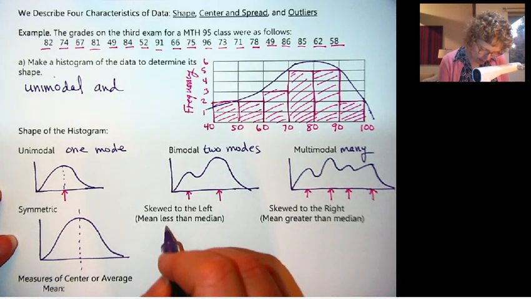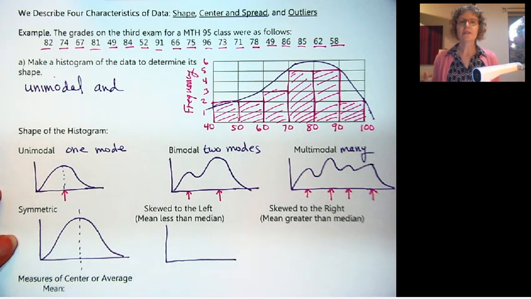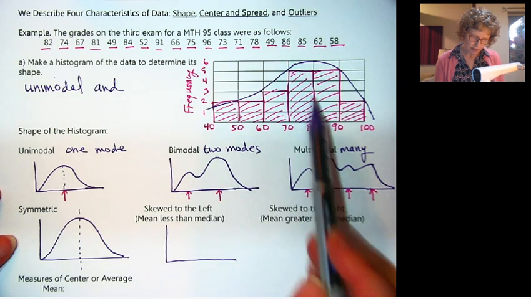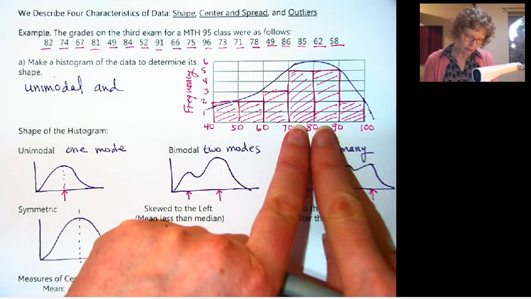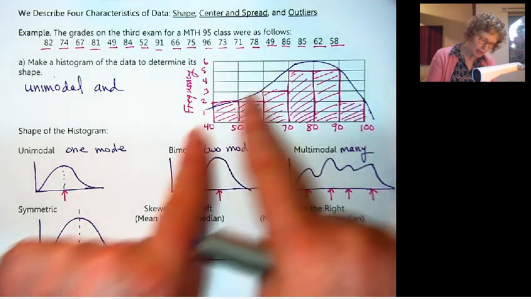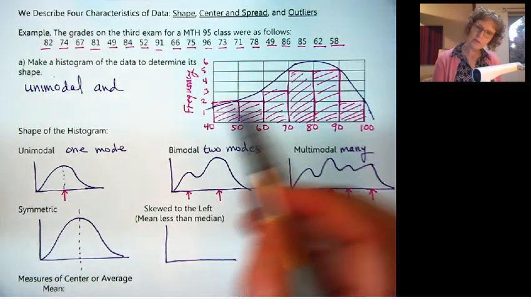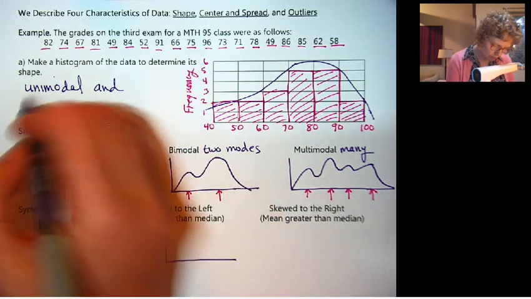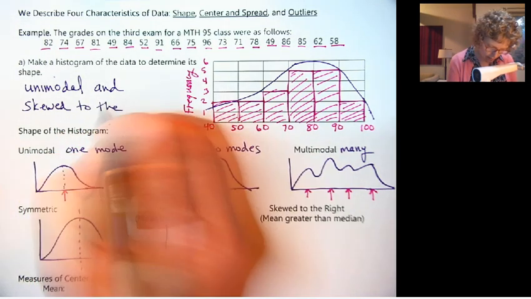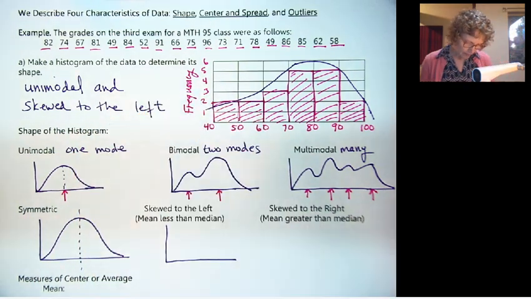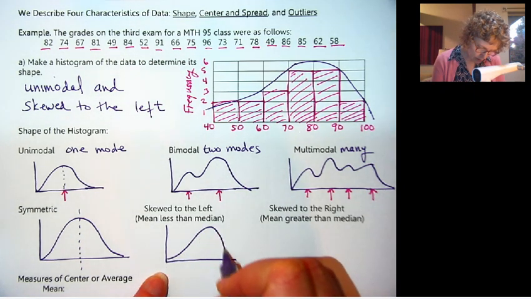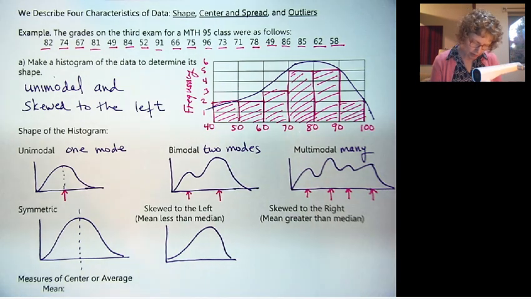If it's not symmetric, that means then there's more data pushed one way or the other. For example, this one doesn't look symmetric, does it? These two bars do, actually, and these are fairly close, but then we have more data on this side. So we have a longer tail on this side, so we say this is skewed to the left. So this one's unimodal and skewed to the left. So here we're talking about skewed to the left, so it's going to have a longer tail on the left. It's not symmetric.